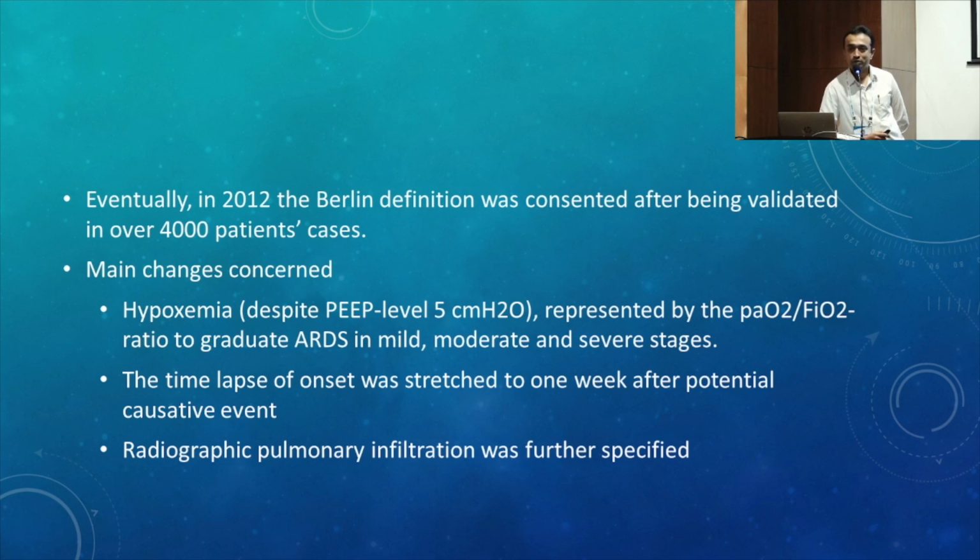Finally came the 2012 Berlin definition, which was validated over a large number of cases, around 4,000, and they made some significant changes. Hypoxemia is defined after adding PEEP, at least 5 centimeters of water, and then classified into mild, moderate, and severe ARDS. The term acute lung injury was removed. There was no specific time frame earlier, and they fixed it at around 7 days from the onset of the insult to respiratory distress. And radiologic evidence was further defined. So those are the changes which were made.